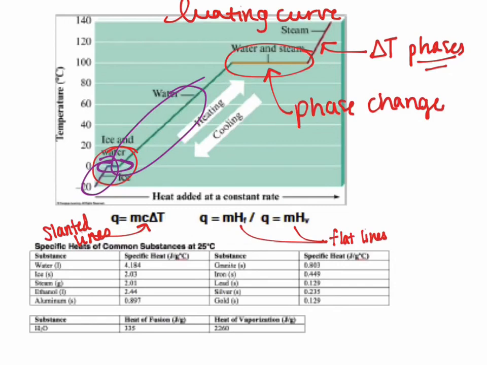So this is not something you'll be tested big on, but this is just prior knowledge that you should know. The Q equals mH, that's for the same substance, correct? Right. So you would have your heat of fusion for whatever substance, and the heat of vaporization.